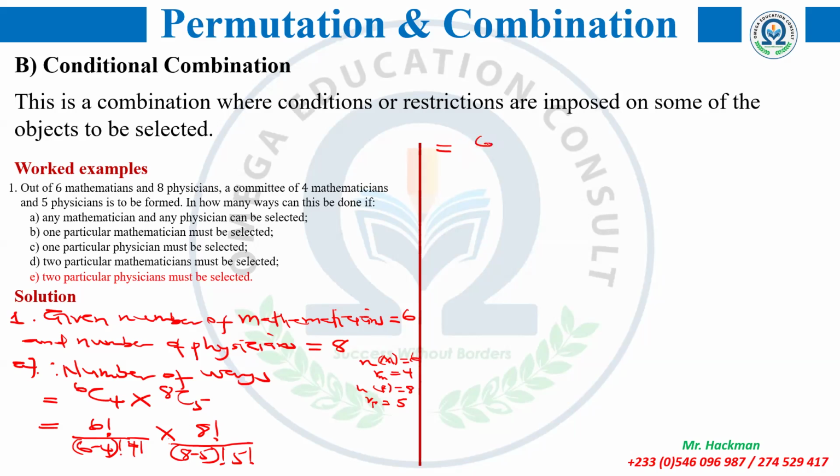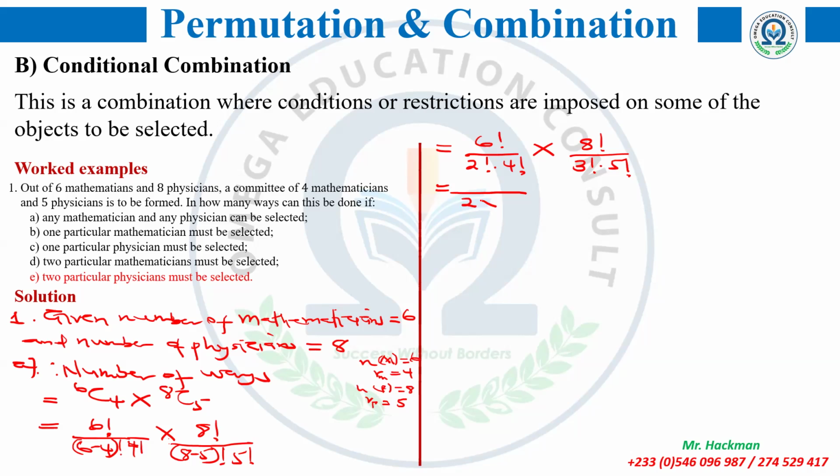Come and simplify the denominator. So I'll keep my 6 factorial over my denominator, 6 minus 4 is 2 factorial, then times what? 4 factorial. Then the whole of that times 8 factorial over 8 minus 5 is what? 3. 3 factorial, then times what? 5 factorial. So at this point, you use your calculator. I'm waiting for you to do the individual.